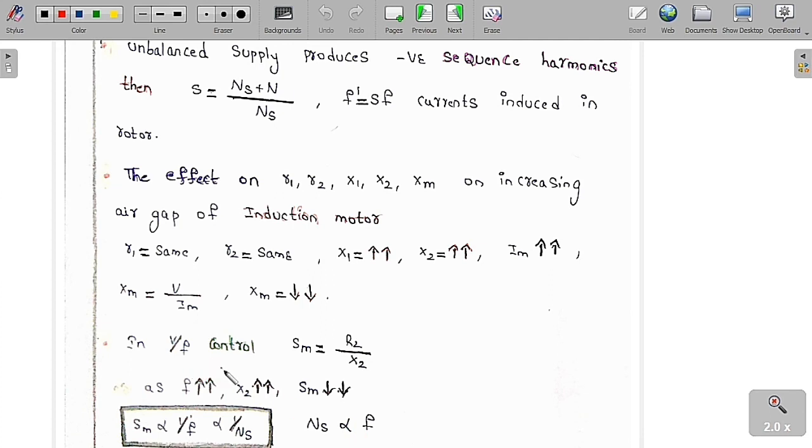For a constant V by F, I have already told you the maximum torque is always the same. But if you want the same torque, definitely the slip speed should always be equal. In V by F control, if you want the torque to be the same, then the slip speed should always be the same, which is S1 into NS1 equals S2 into NS2, or simply NS1 minus NR1 equals NS2 minus NR2. These things I have already told you in detail regarding the V by F control itself.